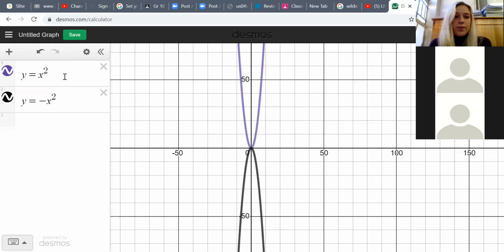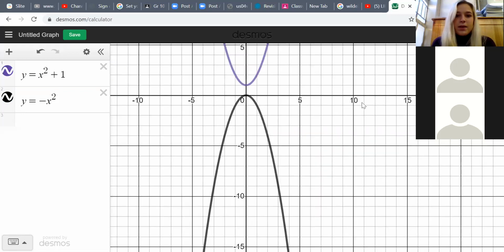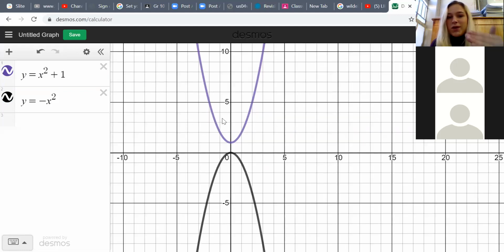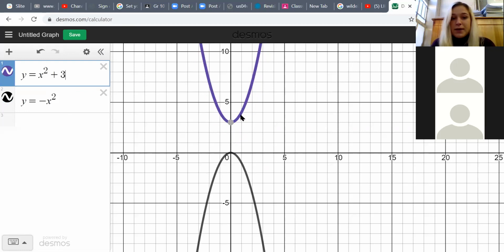Okay, if we do x squared plus 1, you can't see that, but it just moves it up 1. It moves up its y-intercept, the exact same way as our linear equations. You can see the intercept ends up being 0, 1, same exact way as our linear. If we do x squared plus 3, we're expecting our intercept to be 0, 3, exactly what it is. Okay, these are parabolas.